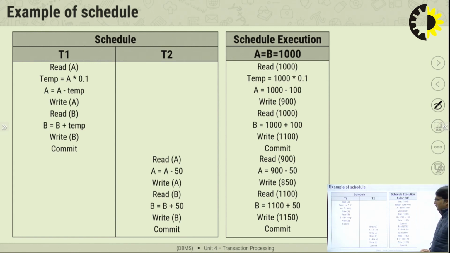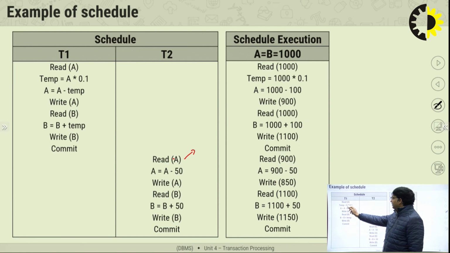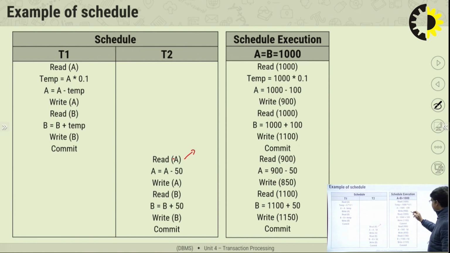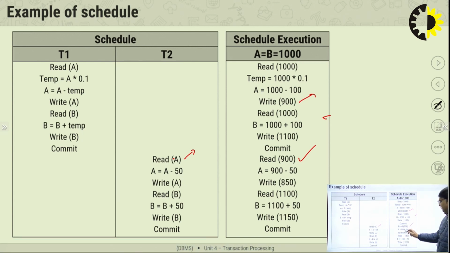Now what value will T2 be reading? In transaction T2, A will be reading the value that is written by transaction T1. So A is reading a value that is written by T1. So A will be reading 900. Thereafter, the value of A is being updated. So the value is 900 minus 50. Then the updated value is 850.